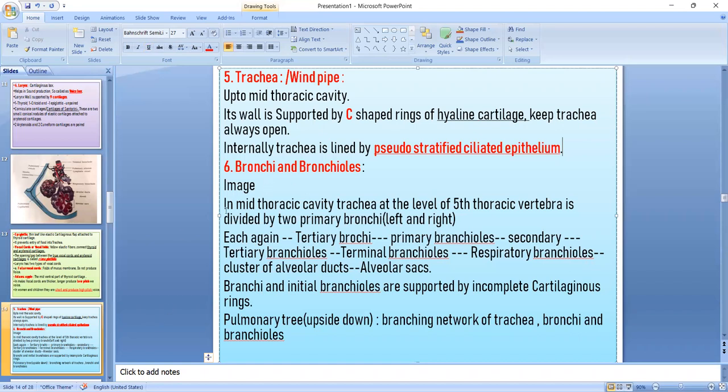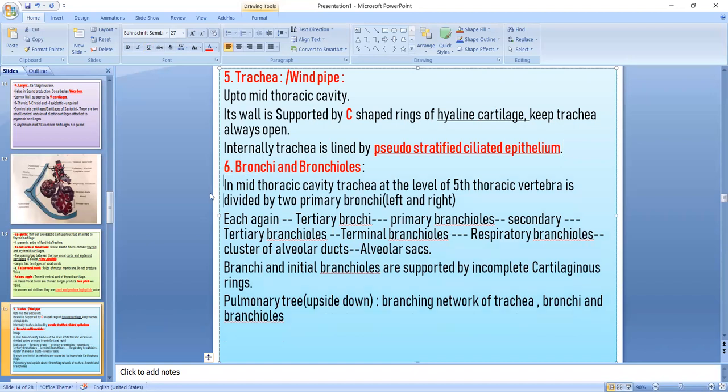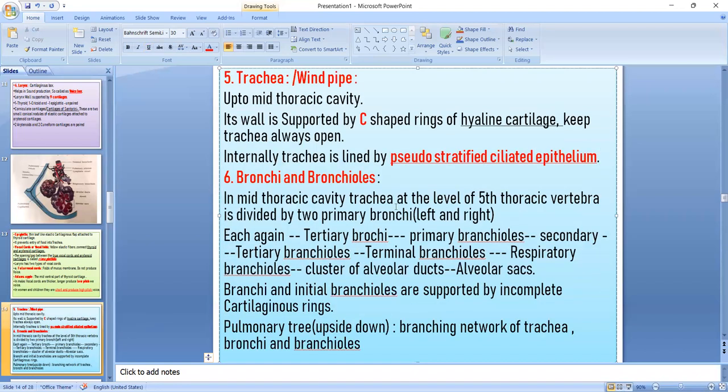సో బ్రాంకై అండ్ బ్రాంకియోల్స్, సో ఇందాక మనం చూసినట్టుగా ఇన్ మిడ్ థొరాసిక్ క్యావిటీ ట్రాకియా ఎట్ ద లెవెల్ ఆఫ్ ఫిఫ్త్ థొరాసిక్ వర్టిబ్రే, ఇట్ ఈస్ డివైడెడ్ ఇంటూ టూ ప్రైమరీ బ్రాంకై లెఫ్ట్ అండ్ రైట్. సో ఈచ్ ఎంటర్స్ ఇంటూ ఈచ్ లంగ్, లెఫ్ట్ బ్రాంకస్ లెఫ్ట్ లంగ్లోకి ఎంటర్ అవుతుంది, రైట్ బ్రాంకస్ రైట్ సైడ్ ఎంటర్స్ ఇంటూ రైట్ లంగ్.